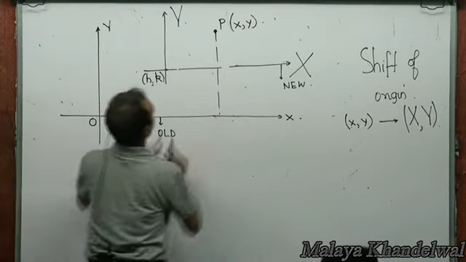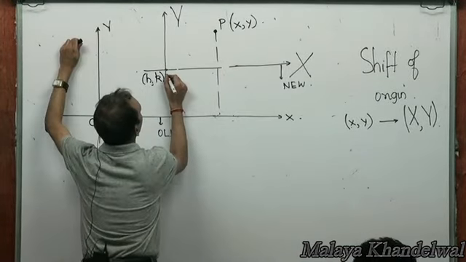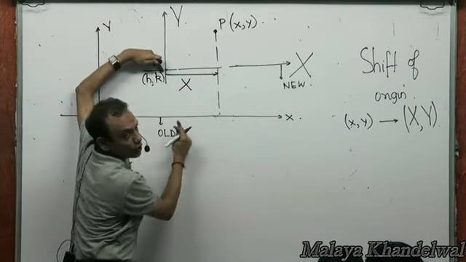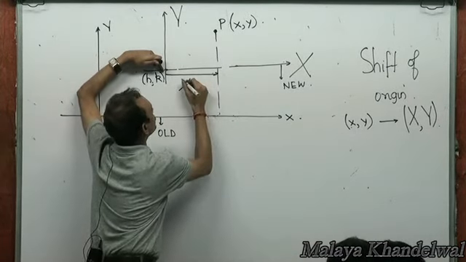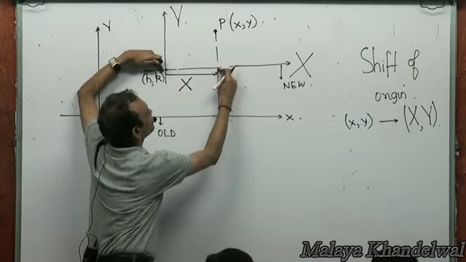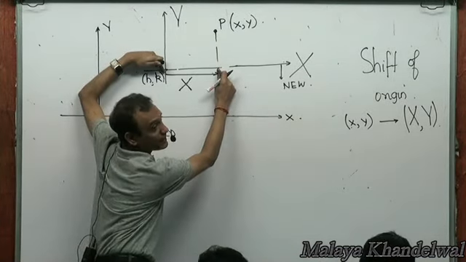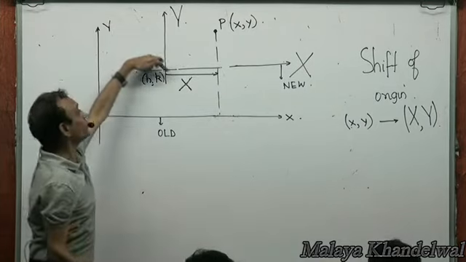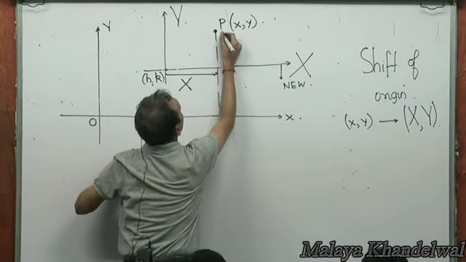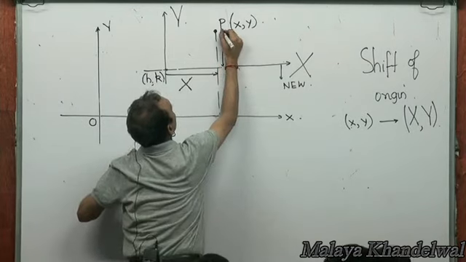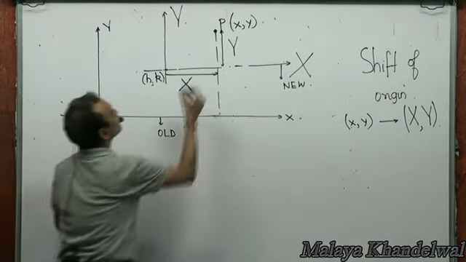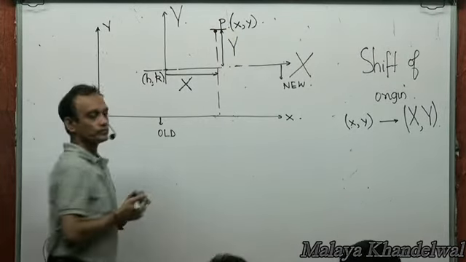Do you realize that this length is capital X? If this is the new origin, then the x coordinate of the point P referred to the new axis is capital X. This is capital X. Yes or no? X coordinate referred to the new axis, right? And this length would be capital Y. Yes or no? Right?